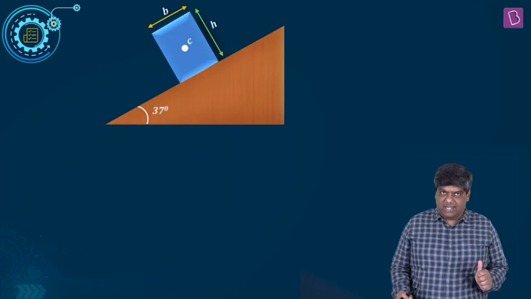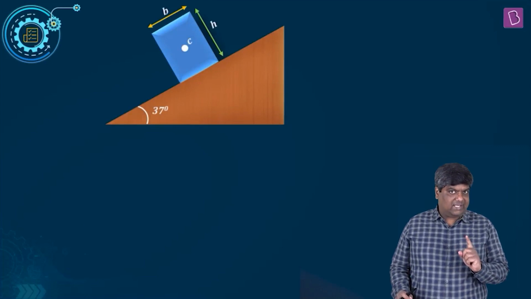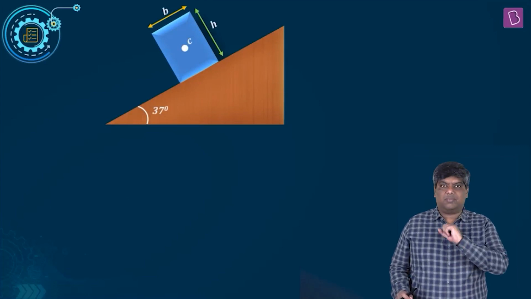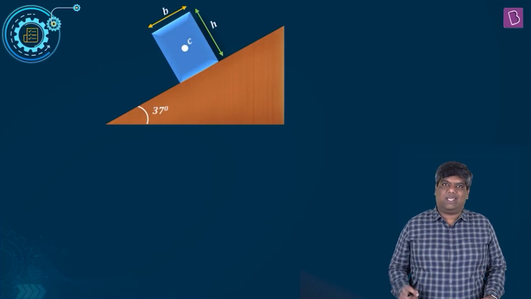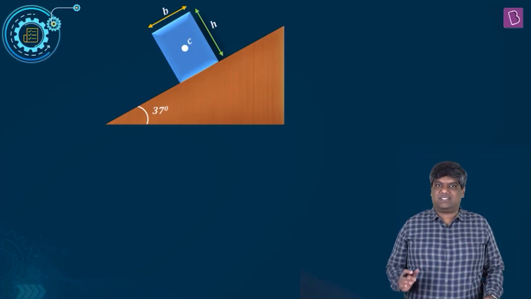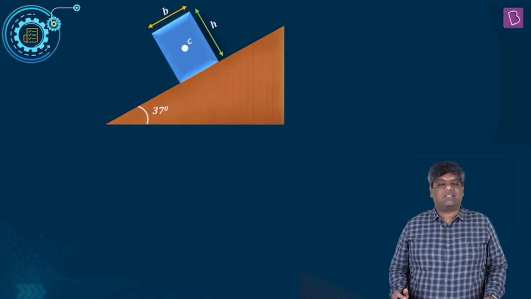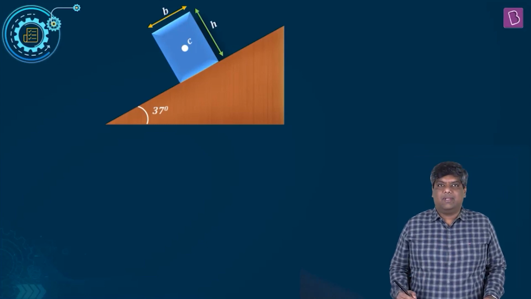Now when will this block slide over? Well, it will start sliding over when mg sine theta, which is the component of weight acting along the incline, exceeds the limiting friction. That's when it just starts sliding down the incline.